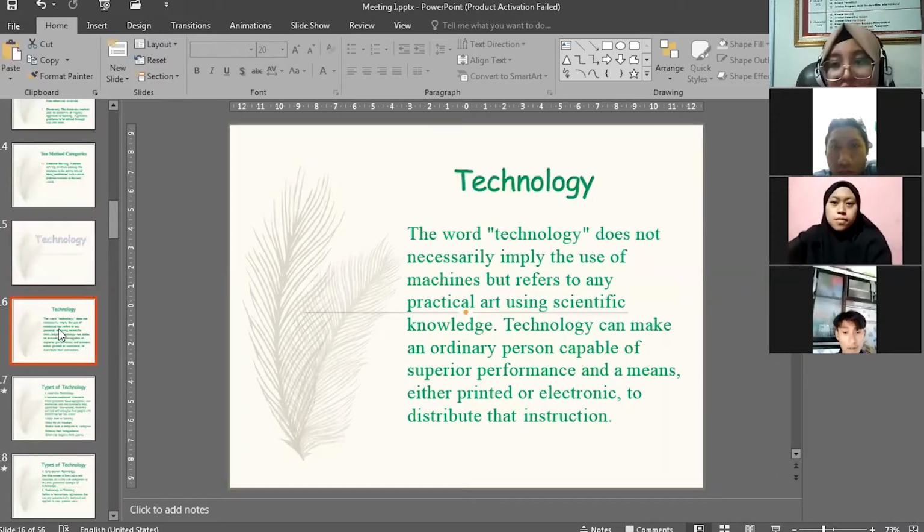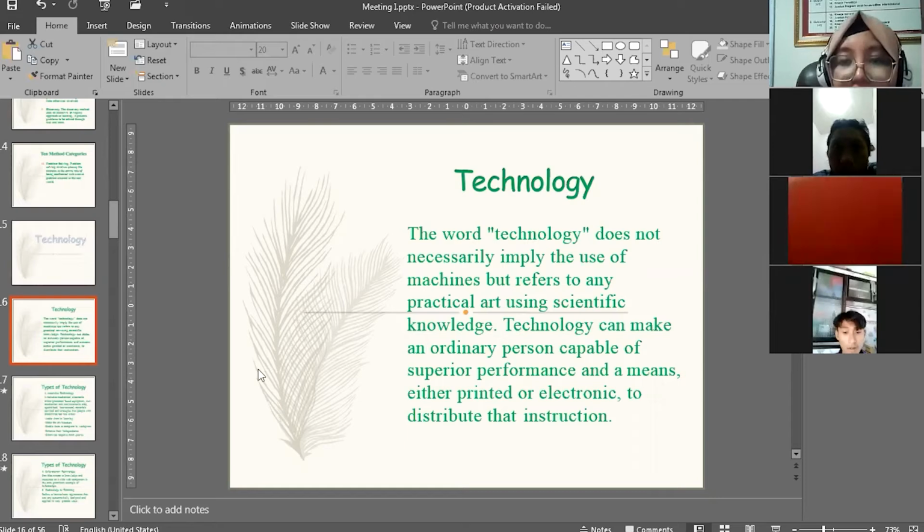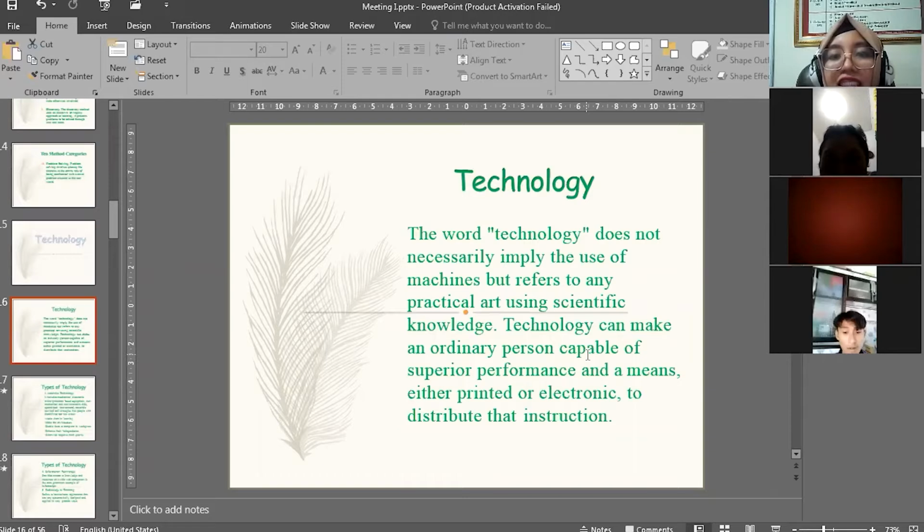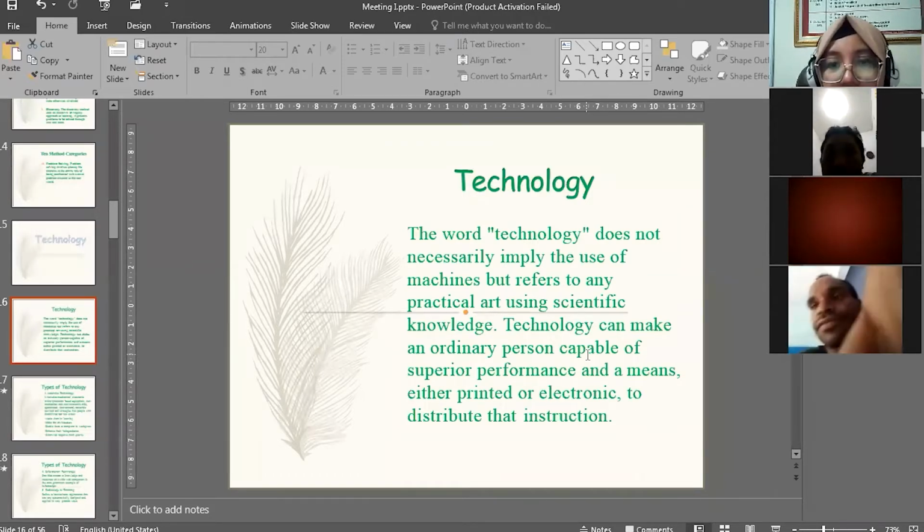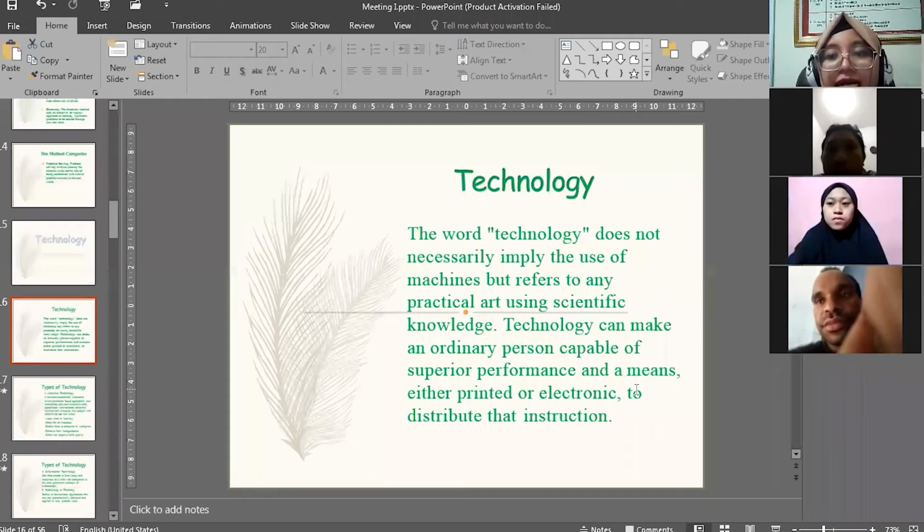Yes. Okay, sometimes technology can make an ordinary person capable of superior performance, and media here are tools, either printed or electronic, to distribute that instruction, just like what I'm using right now. The technology that I use right now can make me reach students who are not from Bandar Lampung, to deliver as a means or as a tool to deliver the material.